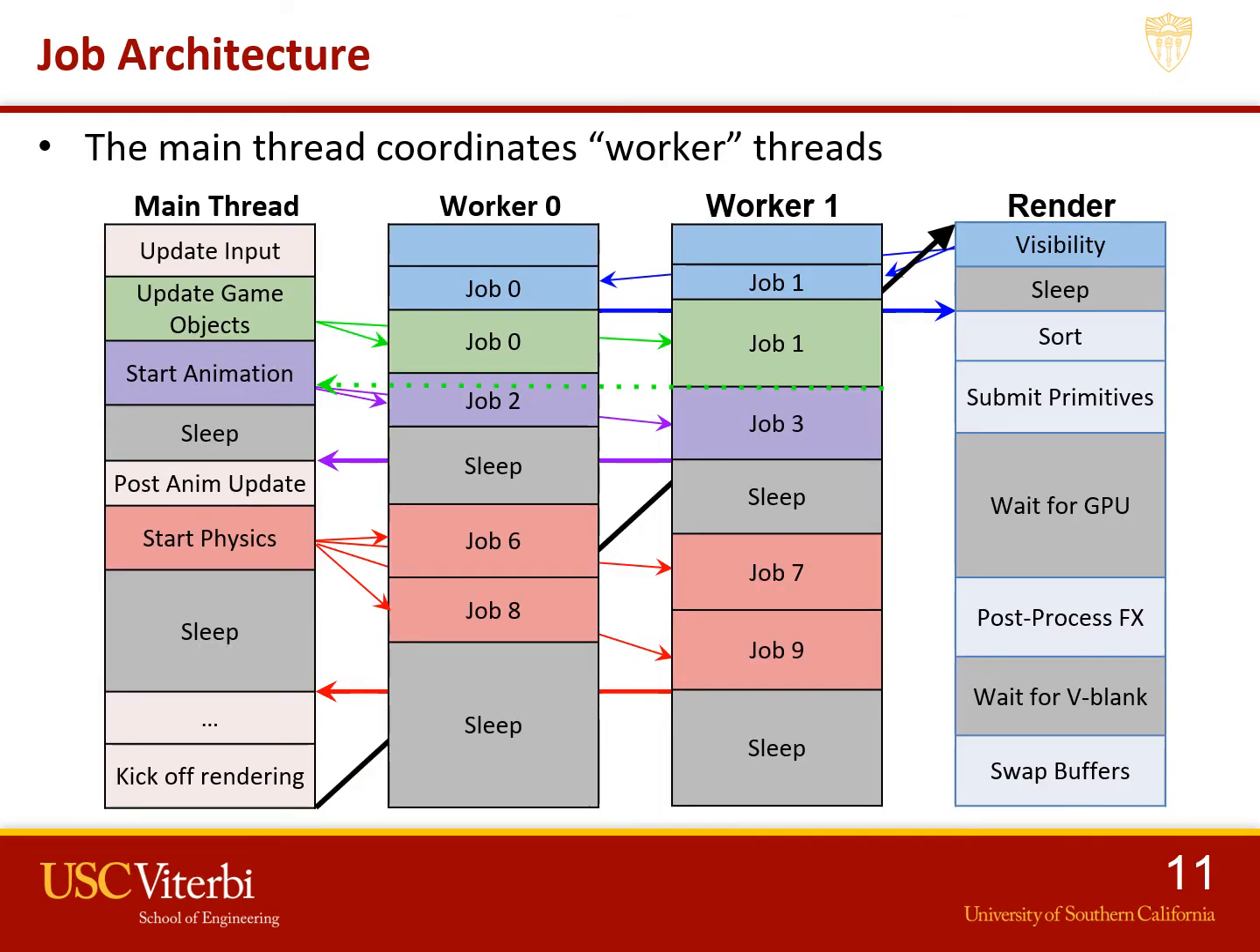Instead, let me introduce the concept we call a job architecture. In a job architecture, it is very similar to a fork and join, only we fork the threads right at the beginning of the game. We kick off a bunch of threads running what's called a worker. A worker thread just does any program that you give it, and we'll call that little program a job.